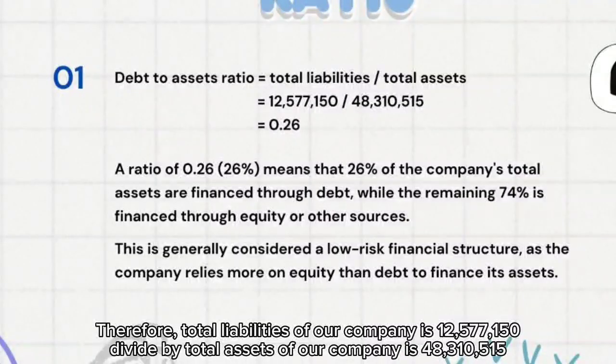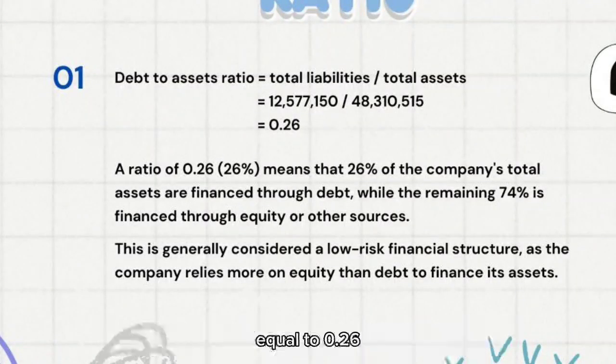Therefore, total liabilities of our company is 12,577,150, divided by total assets of our company, 48,310,515, equals 0.26. A ratio of 0.26 means that 26% of the company's total assets are financed through debt, while the remaining 74% is financed through equity or other sources. This is generally considered a low-risk financial structure, as the company relies more on equity than debt to finance its assets.